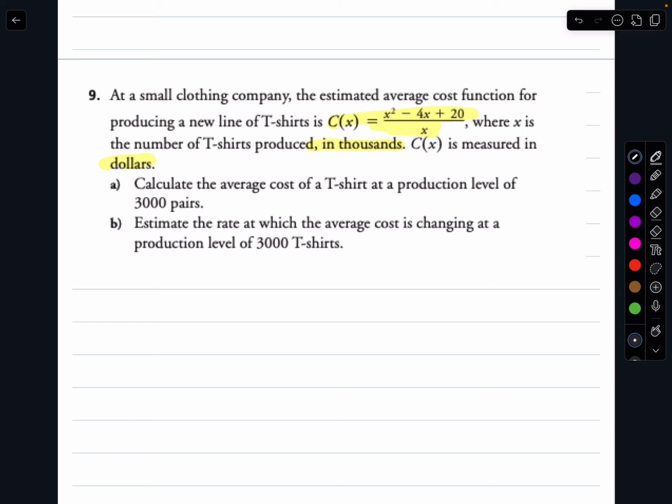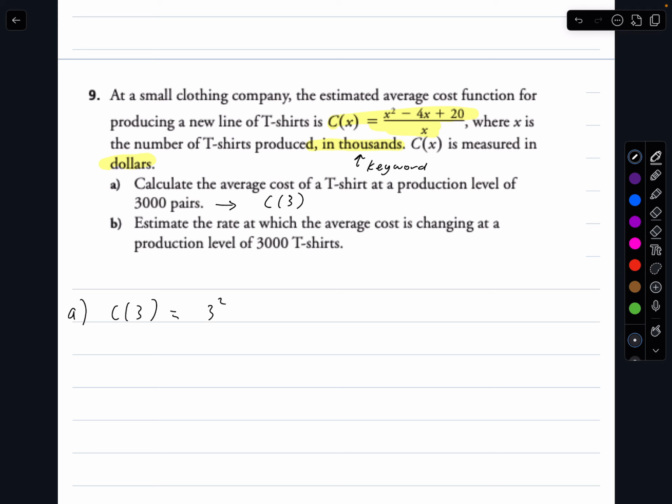So let's look at the first part of the question. The first part of the question is saying, calculate the average cost of a t-shirt at a production level of 3,000 pairs. Now here's the thing. The t-shirts are produced in thousands. This is a key word, and this is where a lot of people mess up questions like this. So 3,000 pairs is actually going to be equal to C(3) is what we're trying to find, because it's in thousands. So let's find out what C(3) is off the bat.